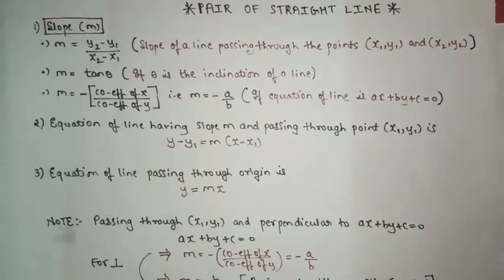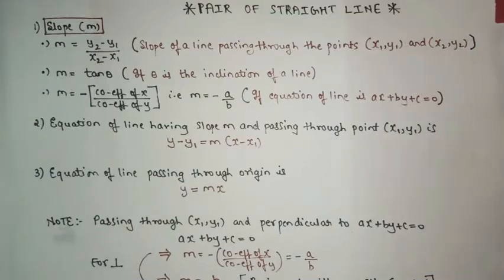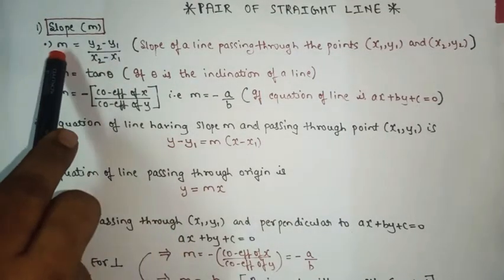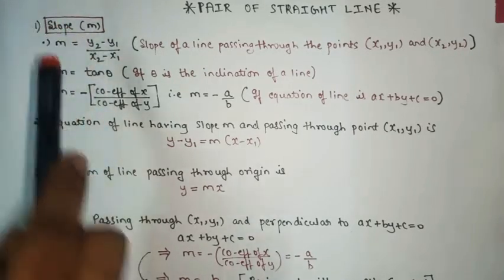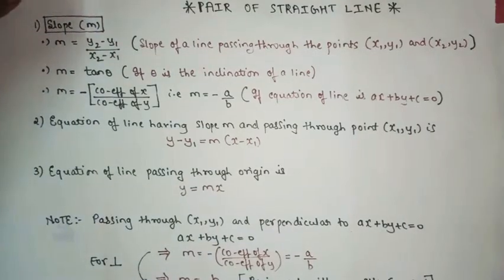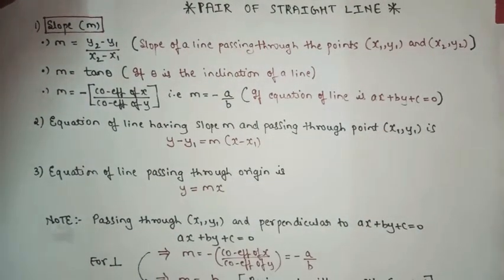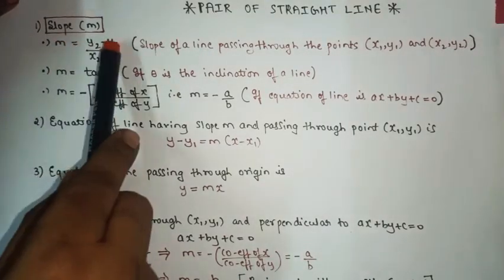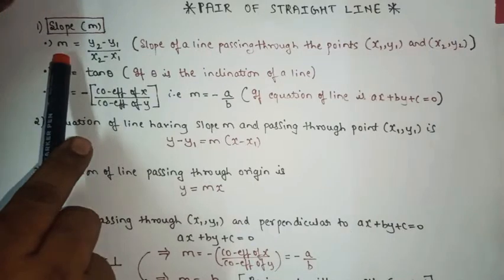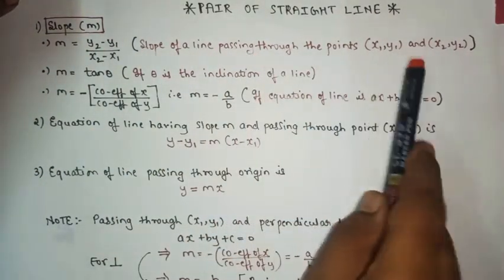Okay, so here the first one is what? m equal to (y2 minus y1) upon (x2 minus x1). Here m is the symbol for slope, as you all might be knowing, because all these things were there in the 10th standard. So I'm just taking a revision of that part. So m equal to (y2 minus y1) upon (x2 minus x1). You have to apply this formula when you have the slope of the line passing through 2 points.